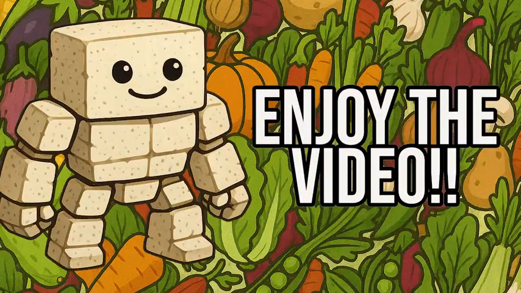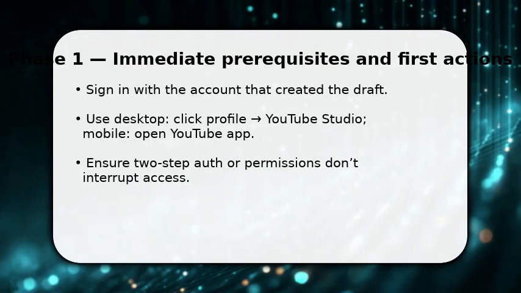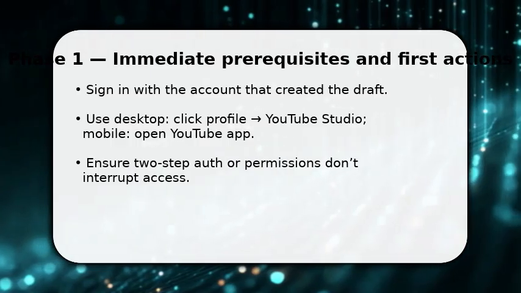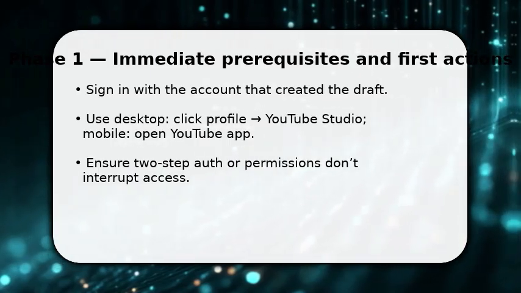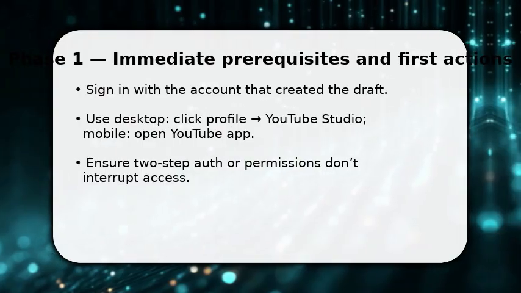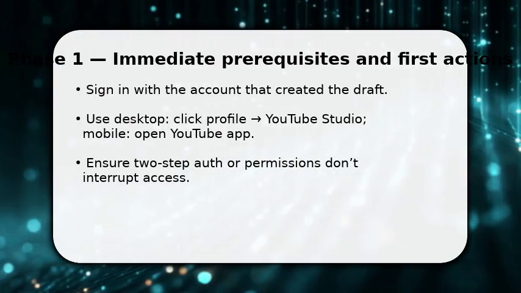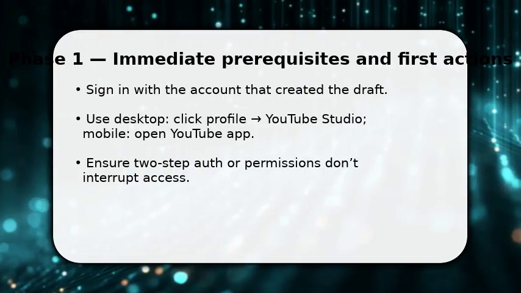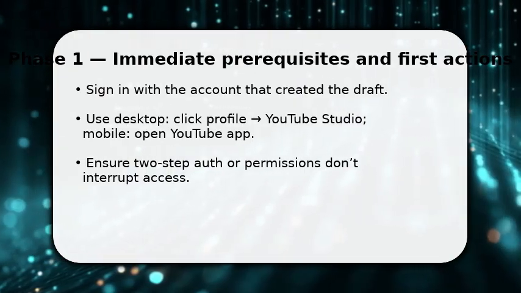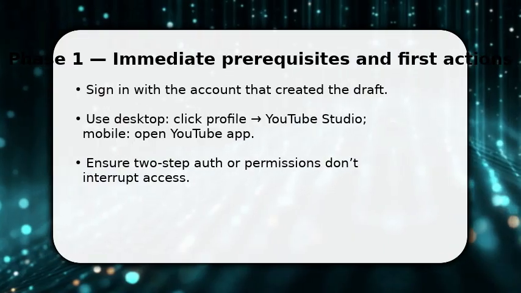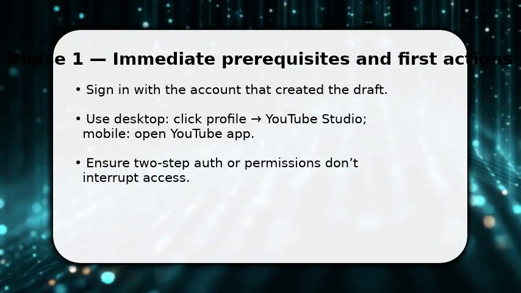Please enjoy the video. You start by opening YouTube and signing in with the exact account that made the draft. This matters. Once signed in, on desktop click your profile and open YouTube Studio, and on mobile open the app and tap the Create Plus icon. Make sure any two-step verification prompts are completed, because interruptions can hide drafts.